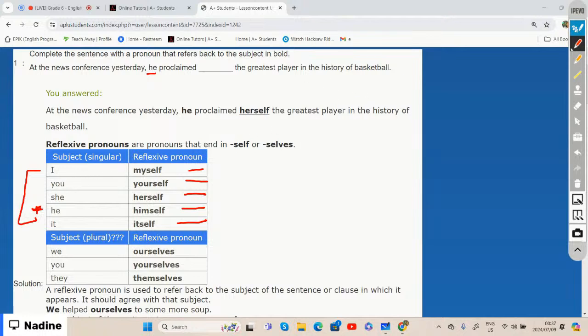And if we were to select the correct reflexive pronoun, we will say he. So we say, at the news conference yesterday, he, which is our subject, proclaimed himself the greatest player in the history of basketball. So yes, well done. Himself is correct.